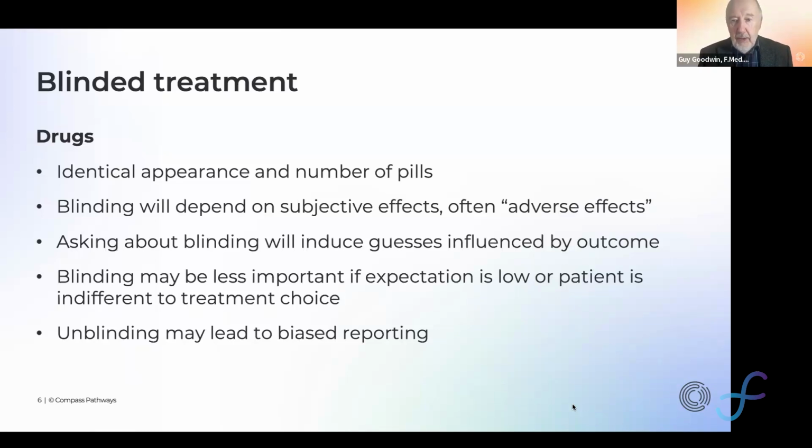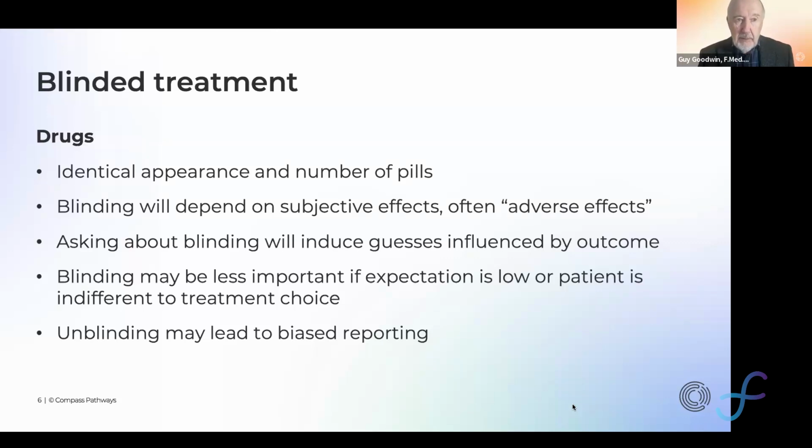The blinding will often depend on whether these pills produce subjective effects, often adverse effects. You know, it might be feeling a bit nauseous, feeling a funny taste in the mouth, getting a bit of tummy disturbance, anything like that that cues the patient that they've had the active drug could be potentially unblinding. Now, clearly, you can ask patients after you've treated them which treatment they think they've had, but we know that when you do that, those guesses are quite influenced by what actually happened in terms of the outcome. So although people talk about measuring blinding, it's not actually as easy as you might think.